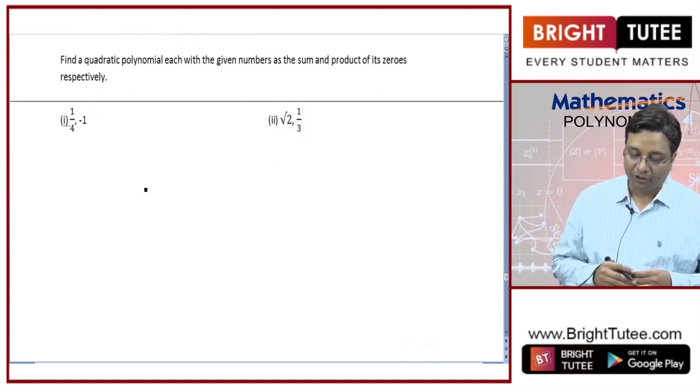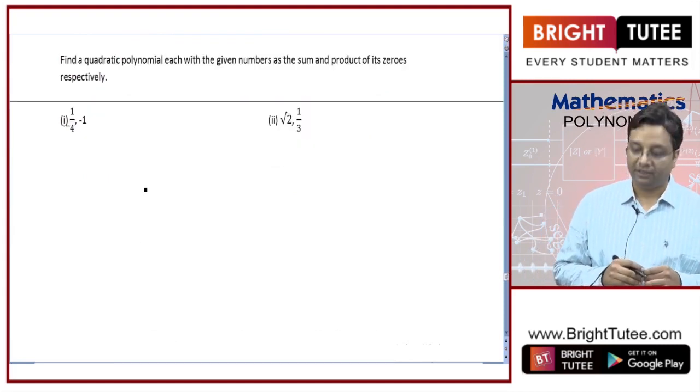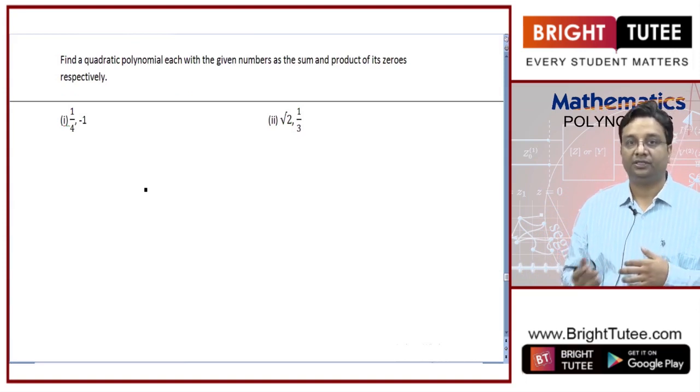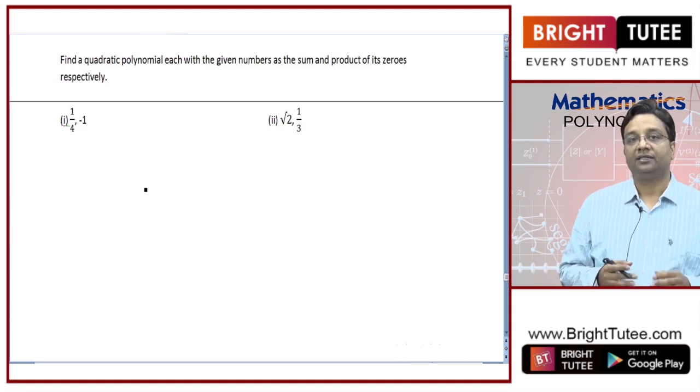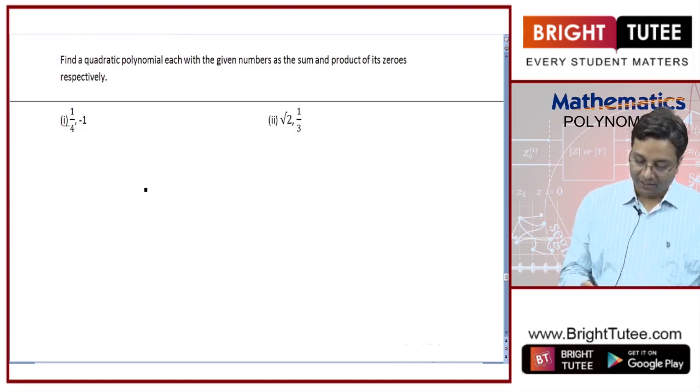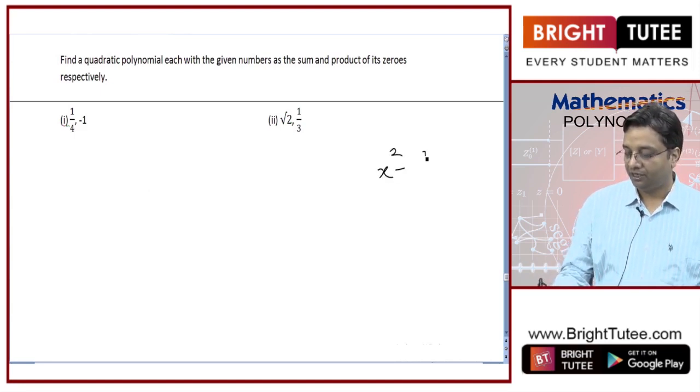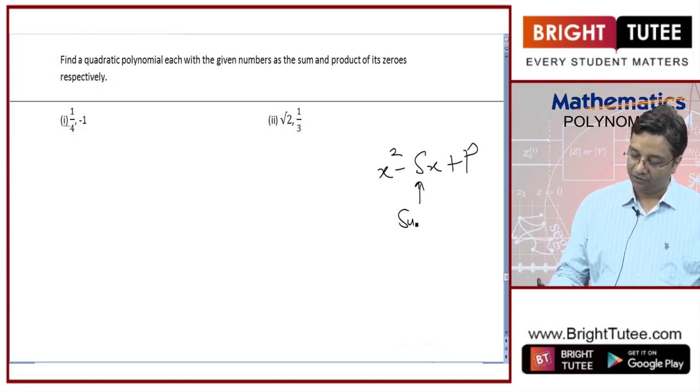Find a quadratic polynomial, each with the given numbers as the sum and product of its zeros. So I will ask you to use the formula that we derived there. The direct formula says x square minus sx plus p, where s is sum of zeros, p is product of zeros, right?